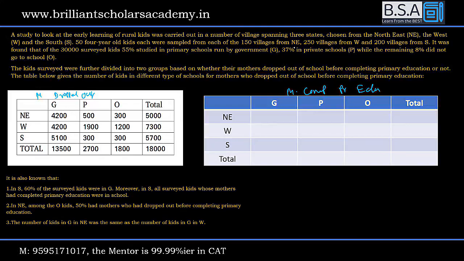Here it says, there were 50 kids in every school that were sampled. There are 150 villages and 50 children in every school. So 50 into 150 is 7,500. Out of those 7,500, 5,000 people are here. There should be 2,500 children here, because either their mothers completed their primary education or they did not. The total value must match on both sides.